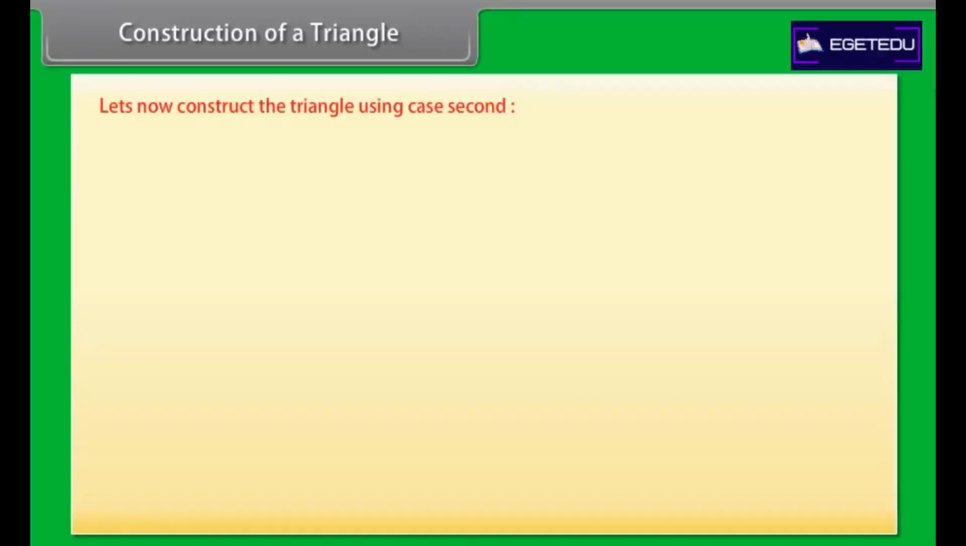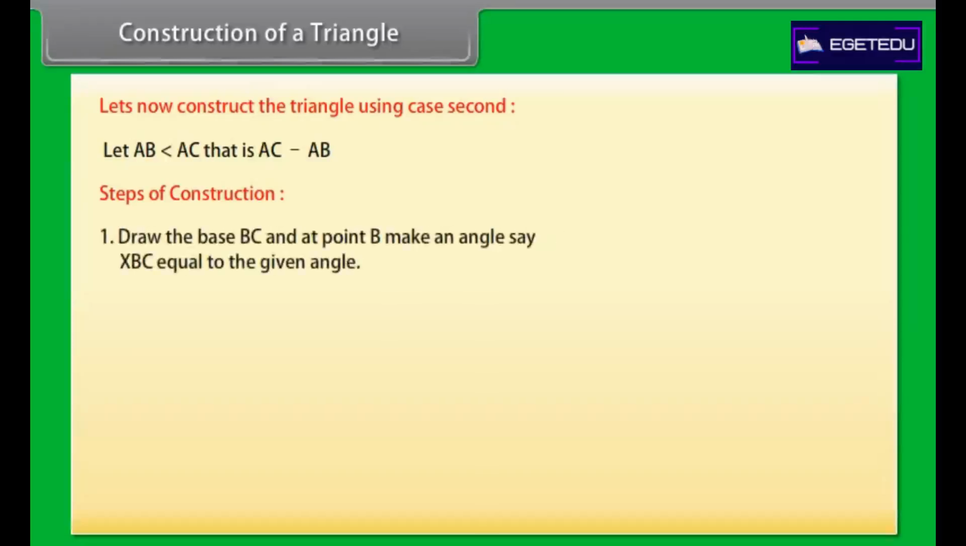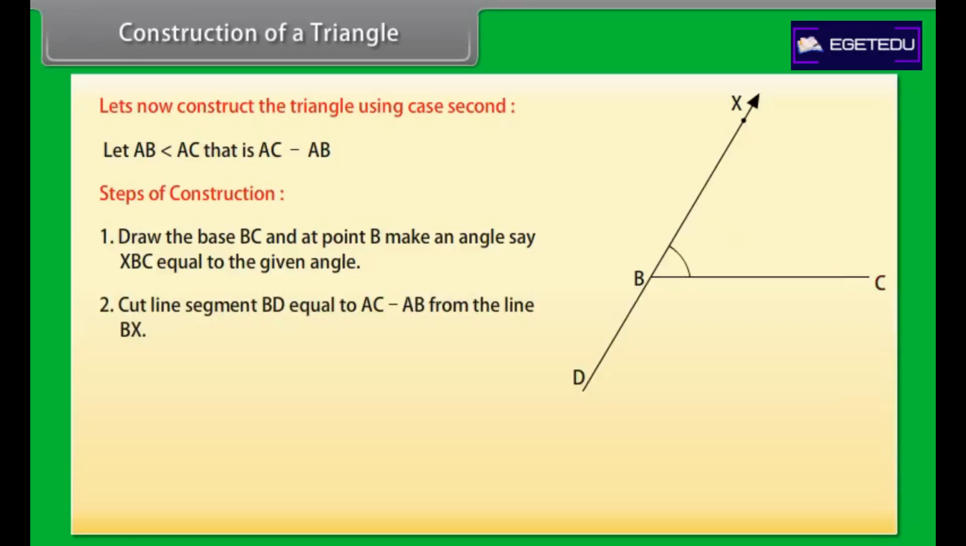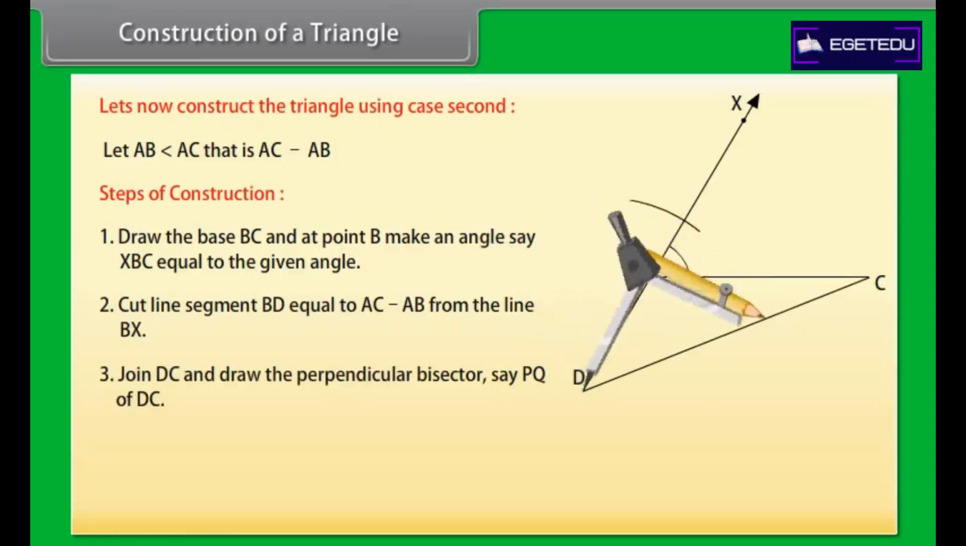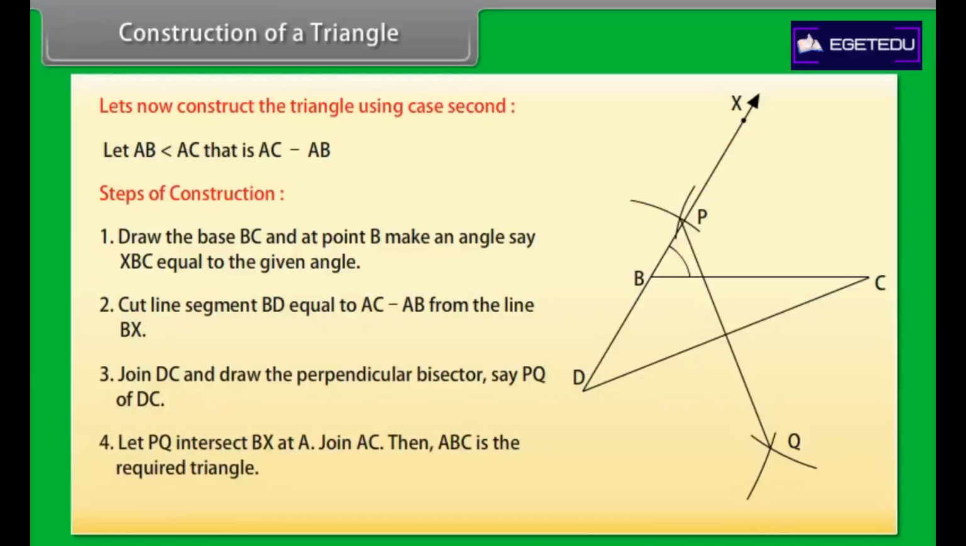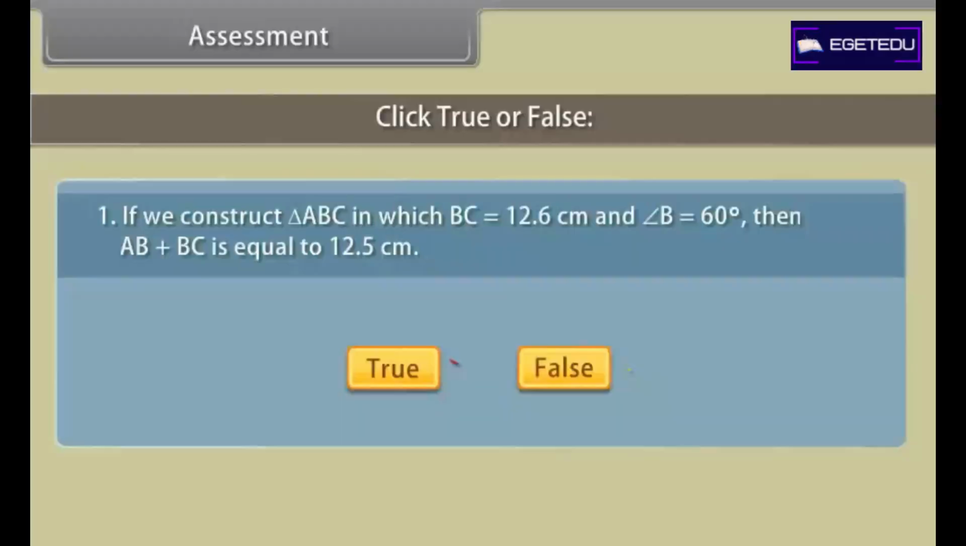Let's now construct the triangle using case second. Let AB be lesser than AC, that is, AC minus AB is given. Steps of construction. First of all, draw the base BC and at point B, make an angle, say XBC, equal to the given angle. Next is to cut line segment BD equal to AC minus AB from the line BX. Now join DC and draw the perpendicular bisector, say PQ, of DC. Let PQ intersect BX at A. Join AC. Then ABC is the required triangle.